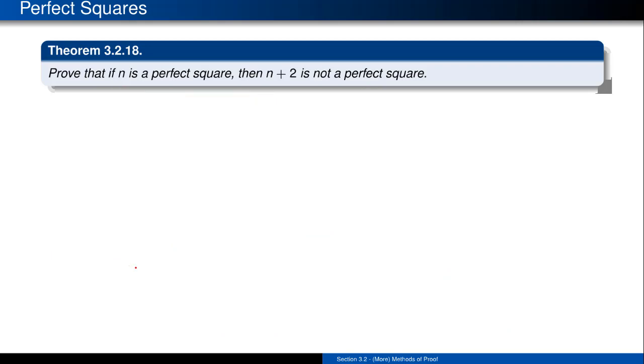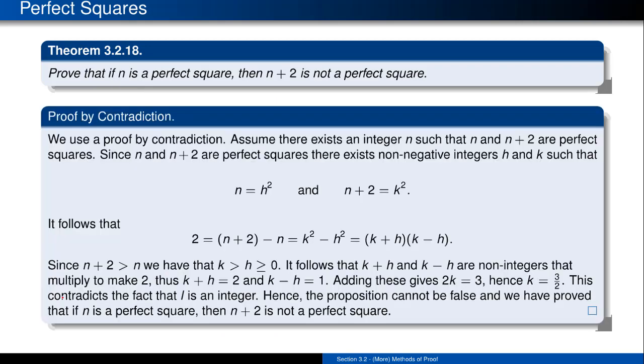So if I try to come up with a slightly cleaner version of this, I'm going to let the reader know right away, hey, I'm using a proof by contradiction. Then in this case, I get to assume what that negation says. So I'm going to assume that there exists some integer n such that n and n plus 2 are in fact perfect squares. Since n and n plus 2 are perfect squares, there exist some non-negative integers h and k such that n equals h squared, and n plus 2 equals k squared.